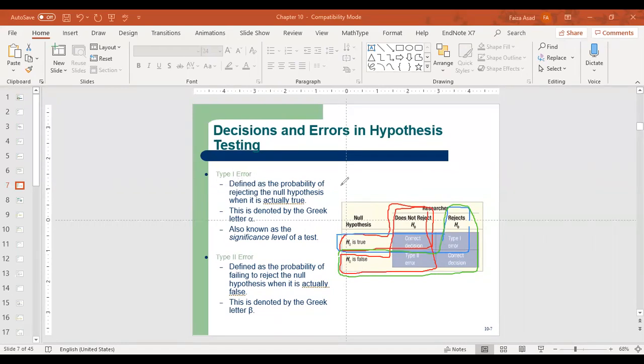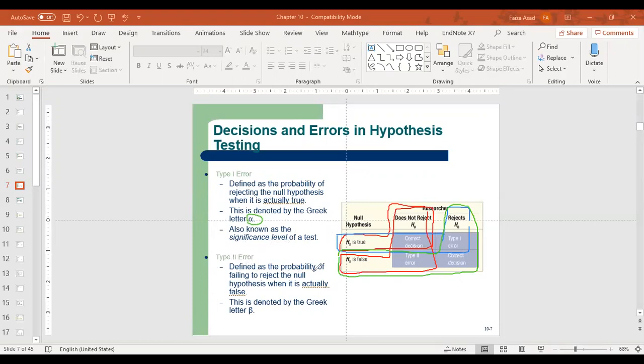Type 1 error defines the probability of rejecting the null hypothesis when actually it is true. Rejecting the true information is basically the type 1 error. This is denoted by the Greek letter alpha. So this is the risk level we have discussed before in the steps of hypothesis testing. Alpha is also known as the level of significance or the significance level of a test.